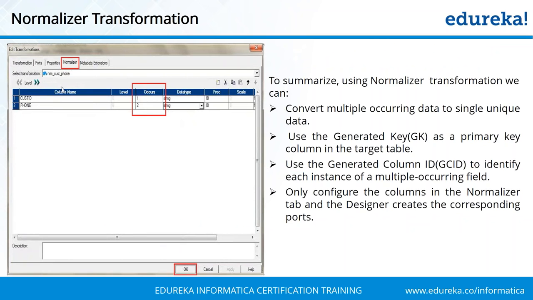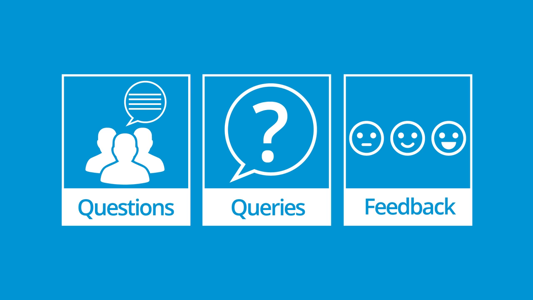Alright. So to summarize, using the normalizer transformations, we can convert multiple occurring data to single unique data. We've just seen how it's done, and you can use the generated key as a primary key. Because this is a unique value that does not repeat, you can set it as a primary key in your target definition. So with this, we come to a conclusion of today's session.